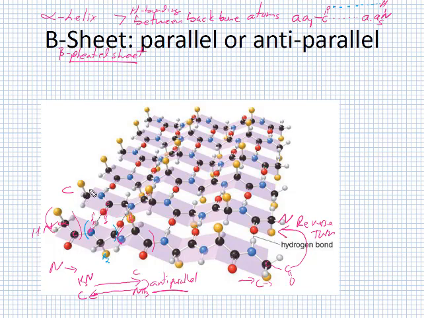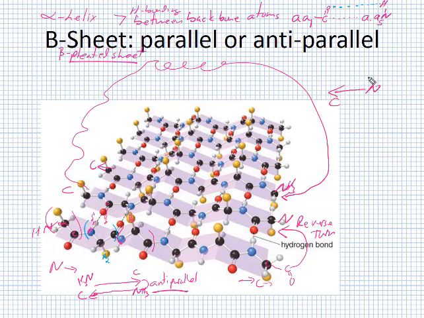But you might not just have a reverse turn. You might have, I don't know, some kind of weird meander, maybe some alpha helix, and then it comes back around this way. So remember, this was amino terminus to C terminus. This is also now going to be amino terminus to C terminus. So when the two strands are going in the same direction, N to C, N to C, it's referred to as parallel. So we have parallel and anti-parallel beta sheet.